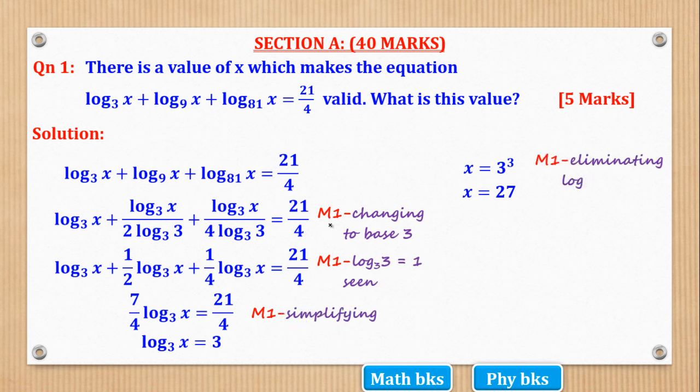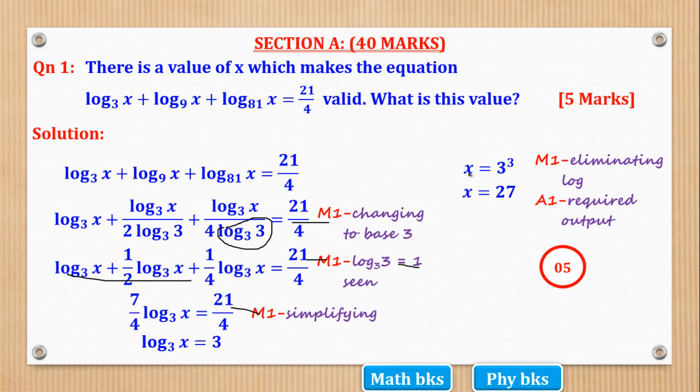So a mark was for the change of base, also realizing that log base 3 of 3 is equal to 1 was also a mark. Simplifying, adding these ones was a mark. Eliminating the logarithm was a mark and required output. So basically that's how the 5 marks would come about. Like I told you, here we are sensitive to how you present your solution.